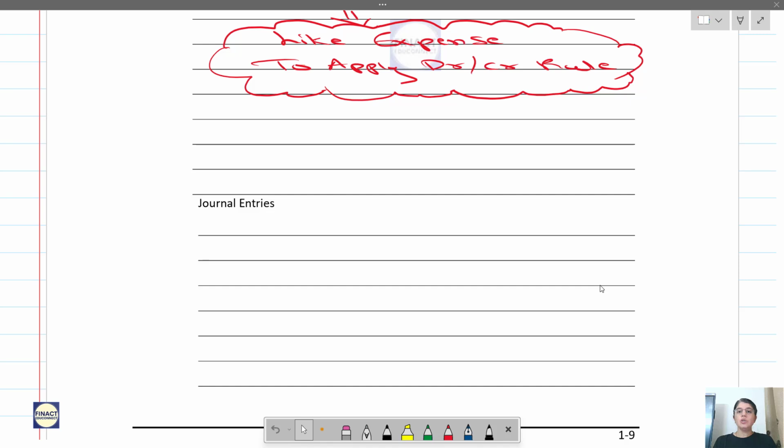Now in this session we will learn how to pass journal entries for all those transactions. Let us understand that. There are two things: one is the adjusting entry, and the other is the closing entry or transfer entry. Closing and transfer entries will be passed at the end of the year. For now we will learn about the adjusting entry, that is, the initial entry that we need to pass for each and every transaction.